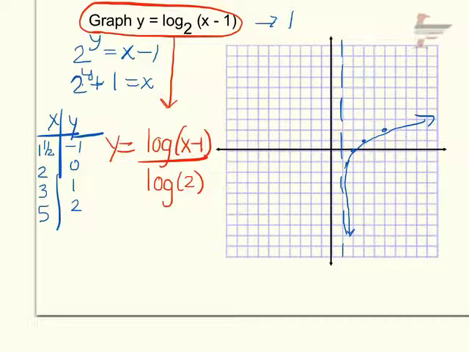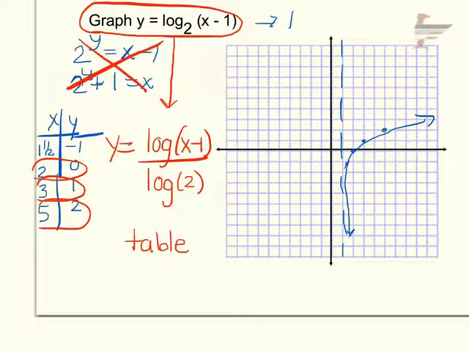Another thing, if you want to go to your table on your calculator, you won't see the 1.5 x value probably, but if you go to x equals 2 on your table, you should see this point, and you should see 3, 1, and you should see 5, 2. So your calculator really can just help you plot those points, hence you don't have to do any of this necessarily. So it's pretty slick, so that change of base is very helpful.